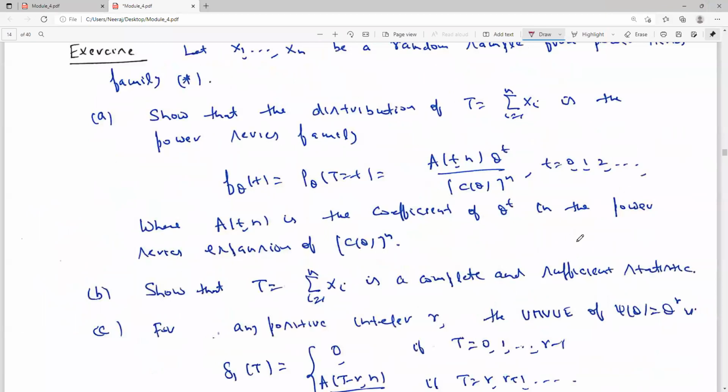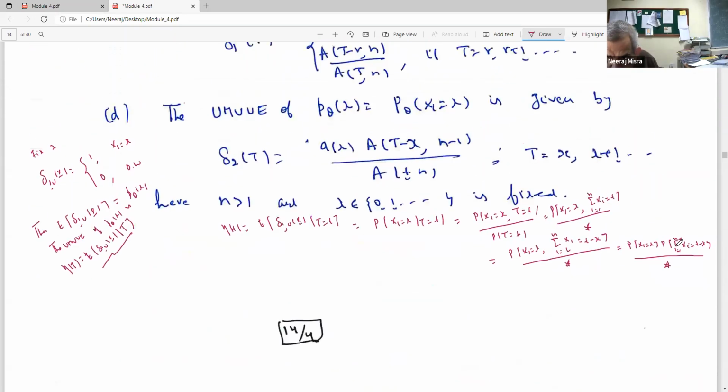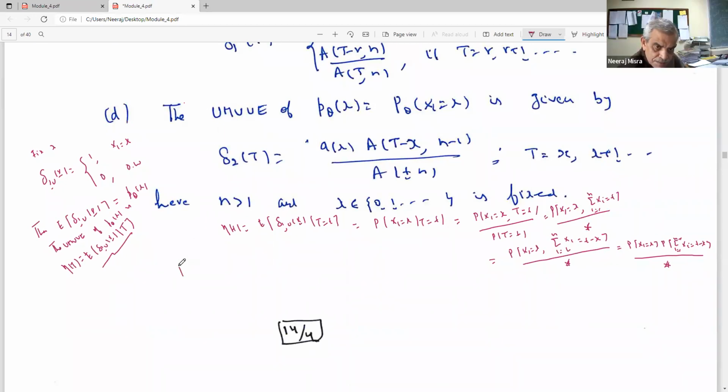Can you please reiterate the last line? What one? This is okay? The distribution of the summation of Xi, i goes from 2 to n. Right. Probability summation i is equal to 2 to n.